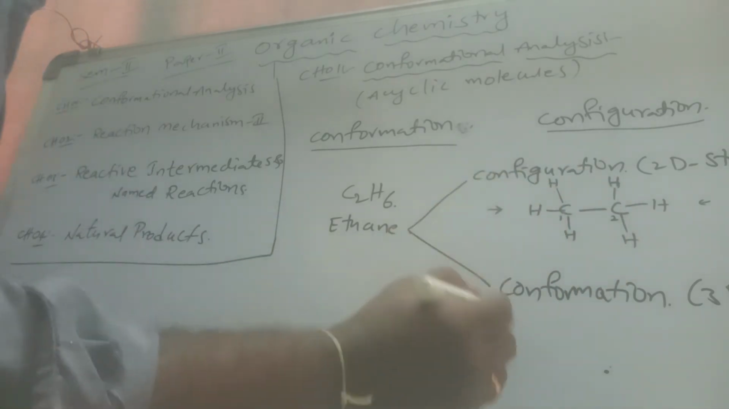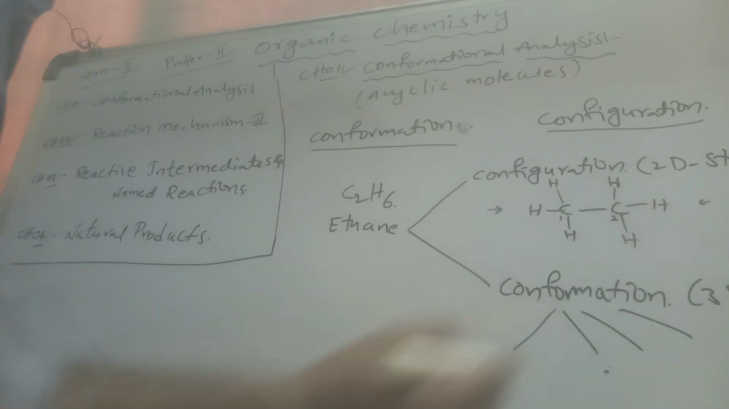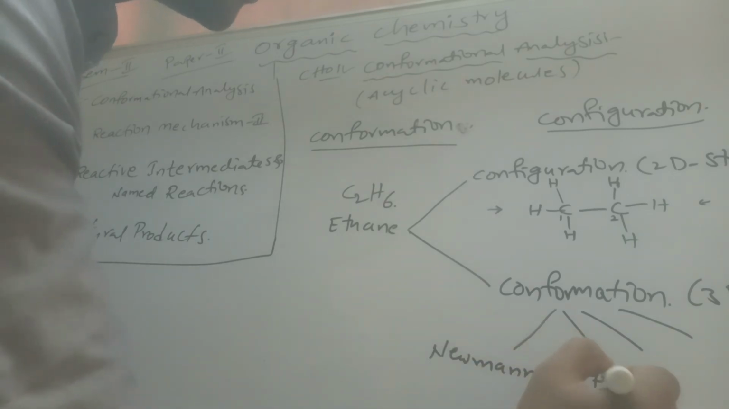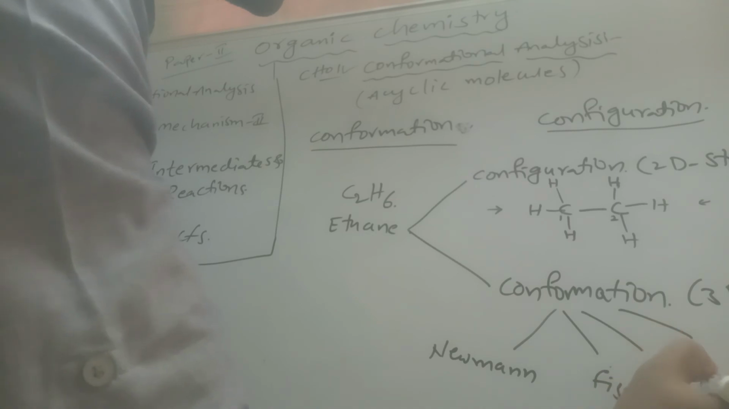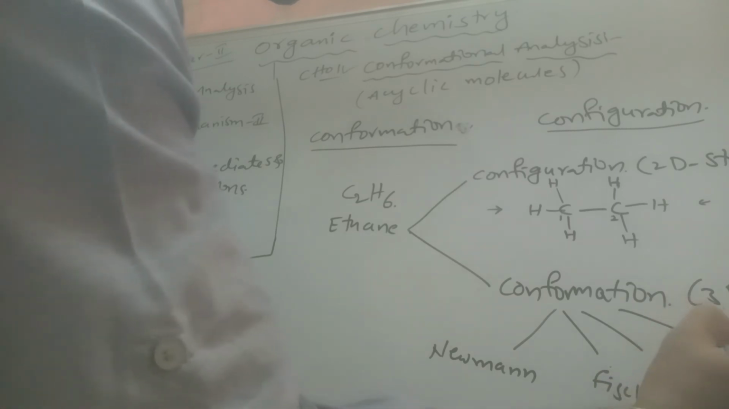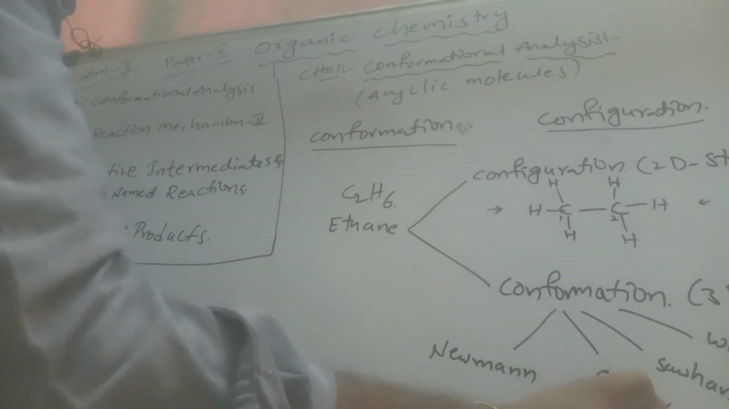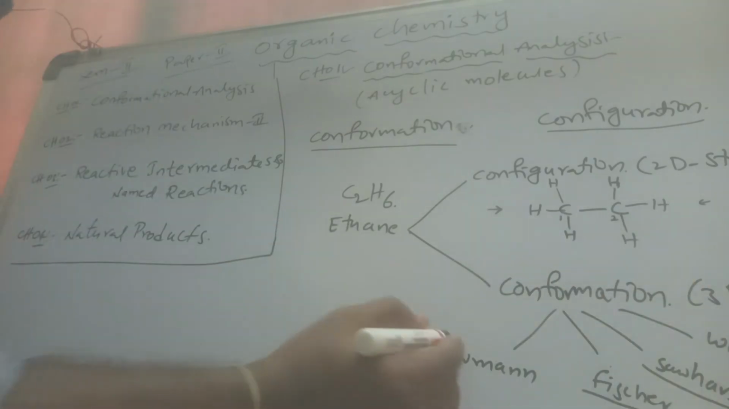If we write the conformation, here are 4 different types. First one is the Newman projection, Fischer projection, Sawhorse, and wedge formula. So first of all we can write here Fischer and Sawhorse, wedge and Newman.